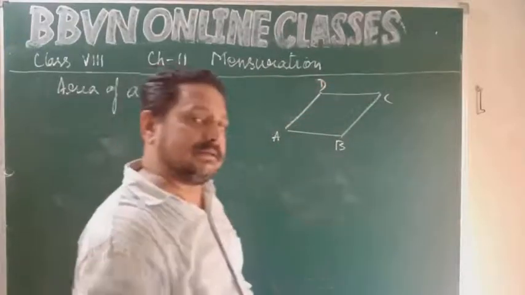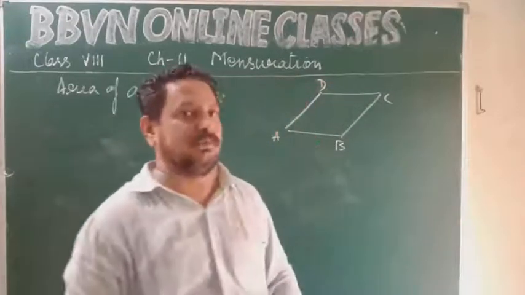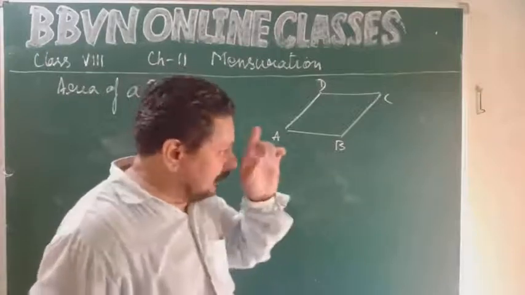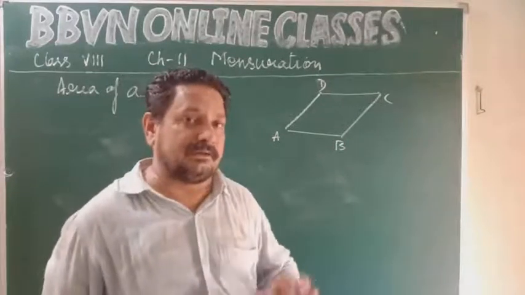Every square is a rhombus, but every rhombus is not a square. Why? The vertex angle in square is always a right angle.